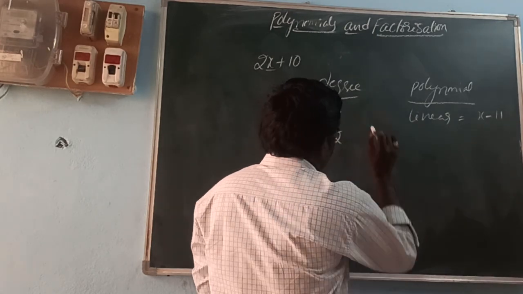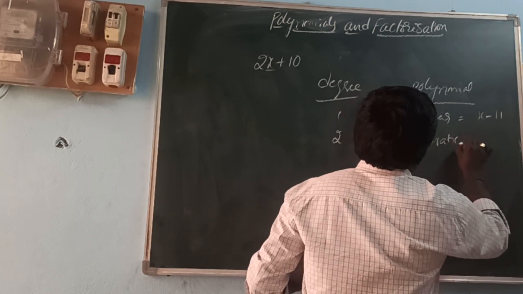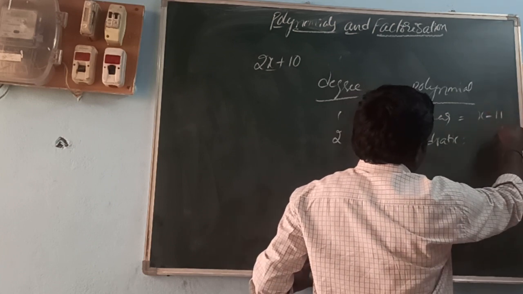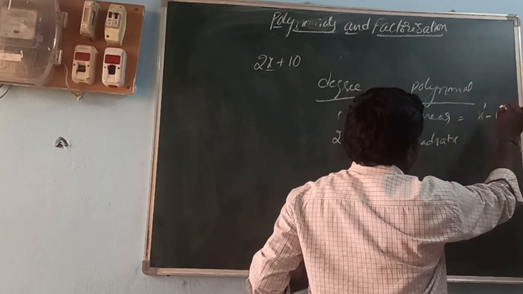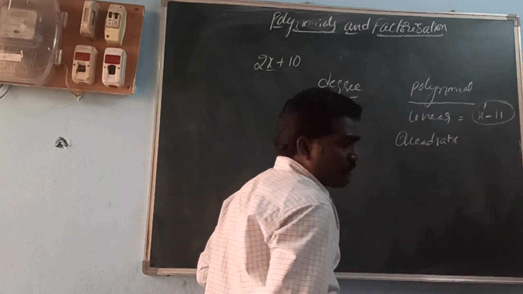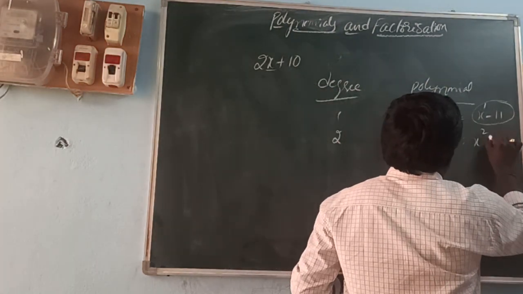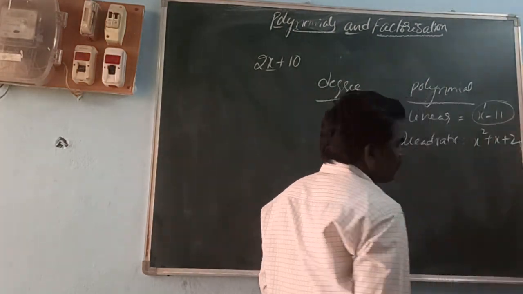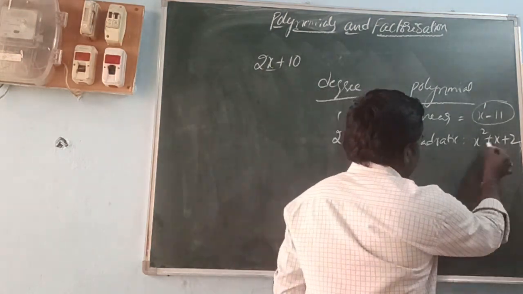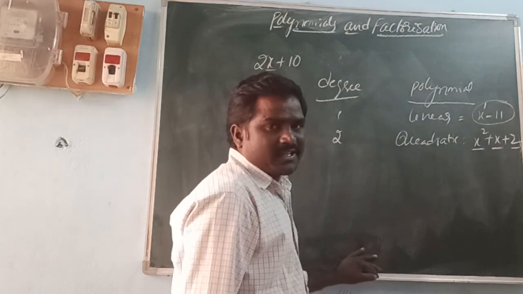If the polynomial degree is 2, that is called a quadratic polynomial. Okay, so here how many terms are there? Two terms. The first term degree is 1, next term degree is 0. So the degree of this polynomial is 1. It is called a linear polynomial. Degree 2 is called a quadratic polynomial. For example, x square plus x plus 2. Okay, here how many terms are there? 3 terms. First term degree 2, next 1, next 0. So it is called a quadratic polynomial.